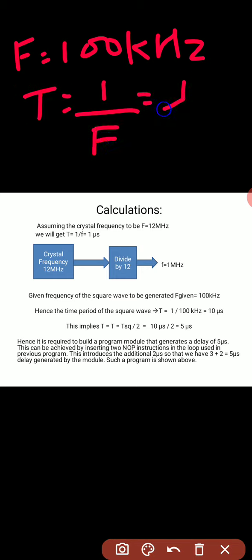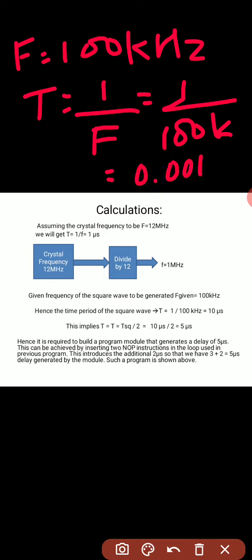So moving to the next slide. Next we will see some calculations, because to generate a delay we need some calculations, right? The given frequency is 100 kilohertz. So what I need to generate is a time. Time is 1 upon frequency, which is equal to 1 upon 100 kilohertz, which is equal to 0.01 millisecond, or you can also call it 10 microsecond, right? So 0.01 millisecond can also be written as 10 microsecond.